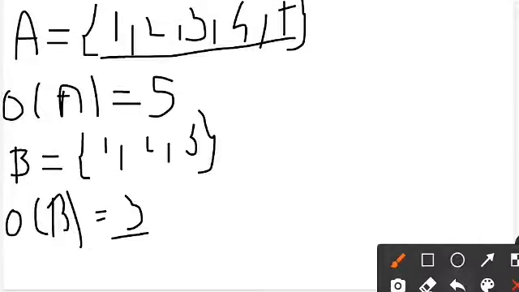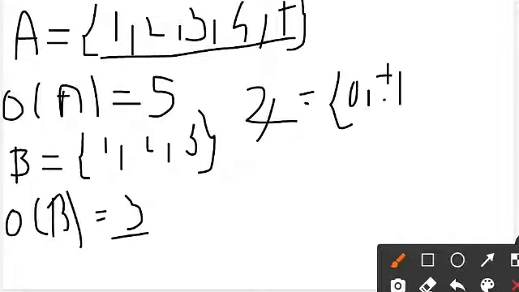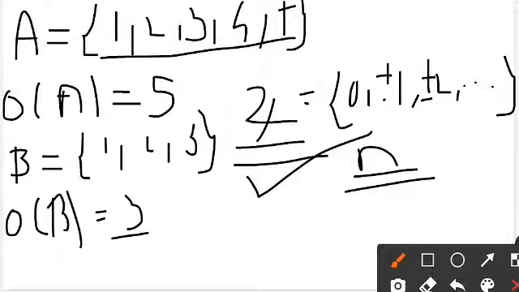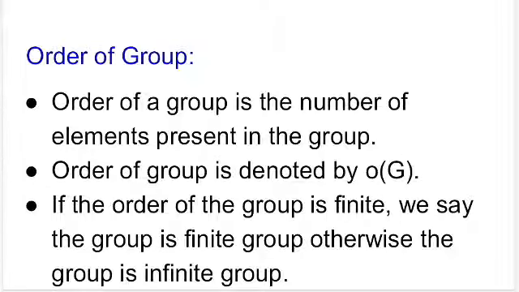Suppose we consider the group of integers Z under addition operation, it will consist of elements 0, plus or minus 1, plus or minus 2, to infinity. So in this group Z there are countably infinite elements. So Z is of infinite order. So the group Z is of infinite order. Okay. This was about order of group.